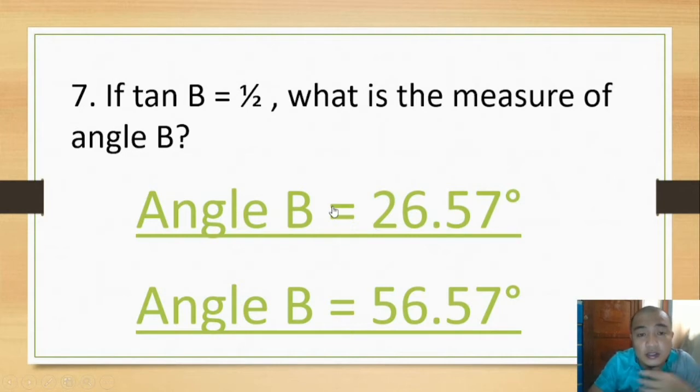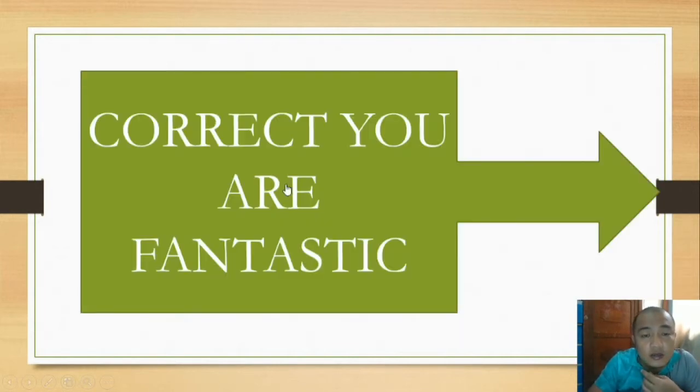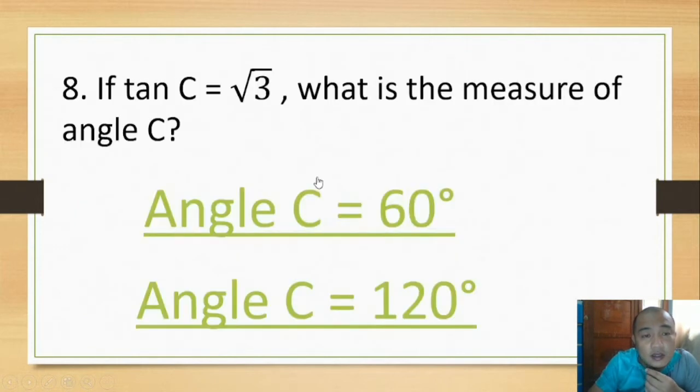26.57 degrees. Okay, you're fantastic. And I think this is the last item. Tangent C is square root of 3. What is the measure of angle C?